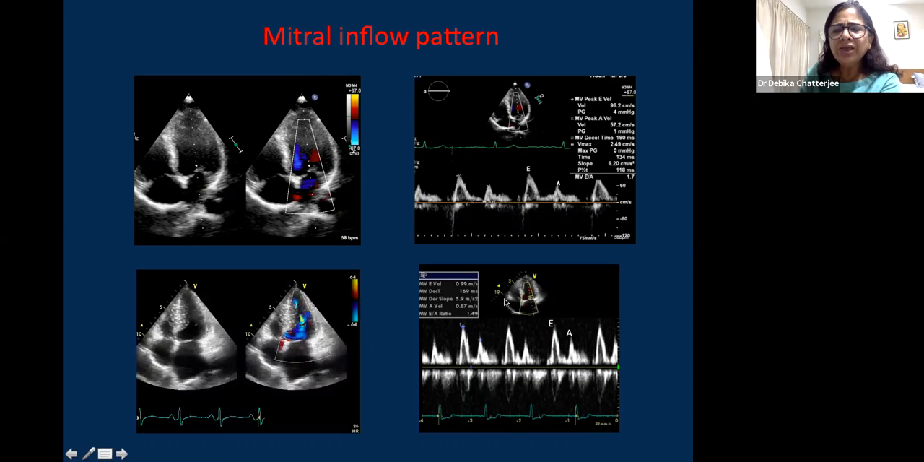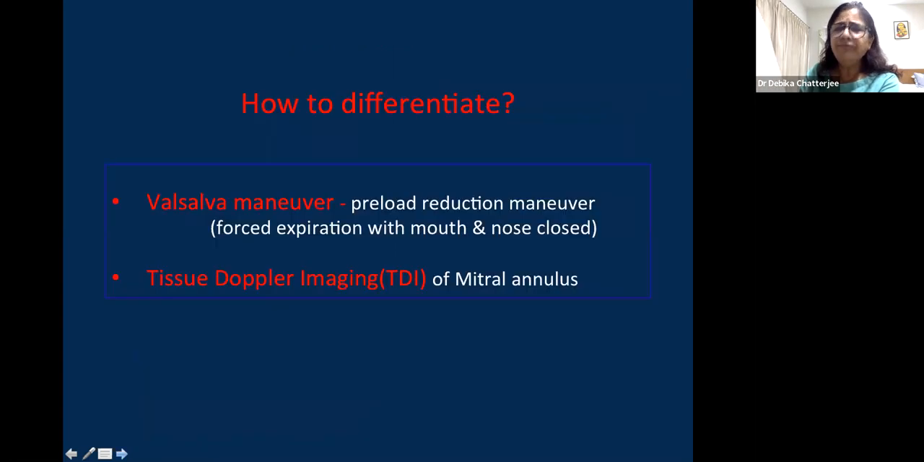So do you think this is normal? Looking at the cardiac structure, do you think this is normal? No, this can't be normal because it's a case of hypertrophic cardiomyopathy. This myocardium cannot relax. The LA is enlarged, so obviously the LA pressure is raised. So this is a pseudo-normal pattern. So now, how do you differentiate these two patterns?